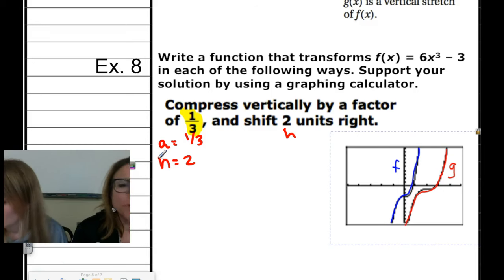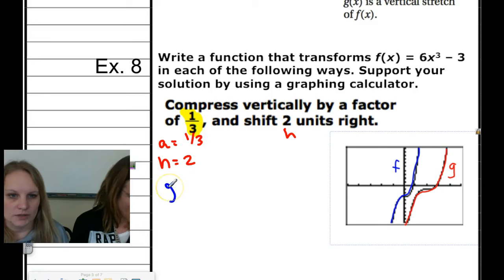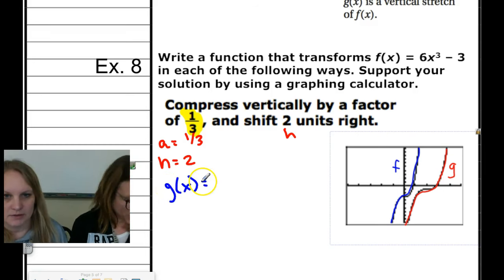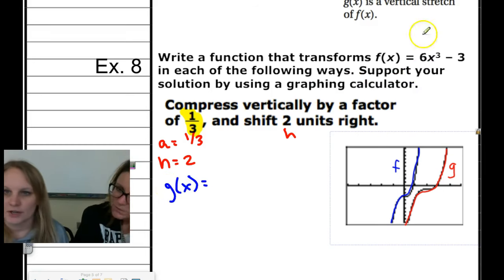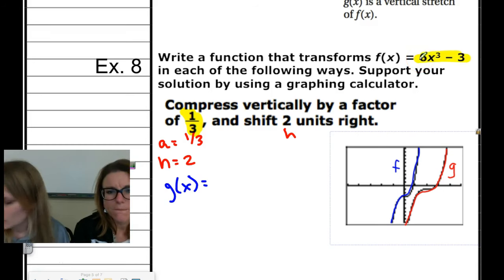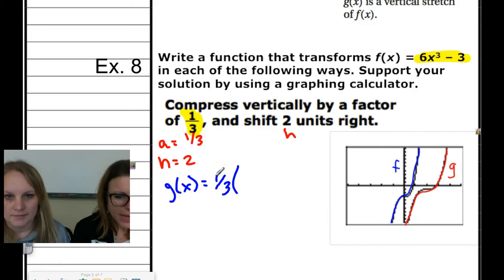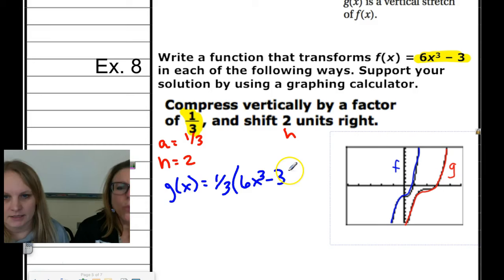Okay. So now, let's see. What are we going to do? First of all, do the g of x is equal to, and this was our original. So now we've got to do 1/3 of it. Out front, 1/3, and then in parentheses, 6x to the third minus 3. Okay, we did one part of the problem.